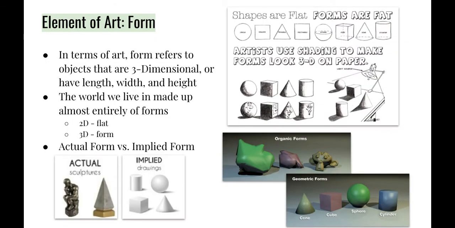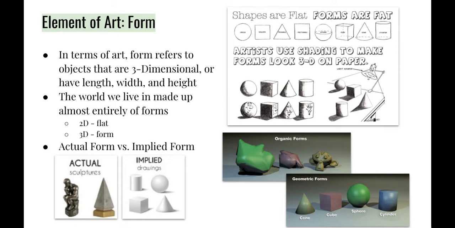The other element for this one that we're going to be focusing on is form. This page is a little bit different than the rest because we're actually combining two elements and one principle. So the element of art you're going to be also focusing on is form. I want you to remember the saying: shapes are flat and forms are fat. Essentially, in terms of art, form refers to the objects that are three-dimensional or have length, width, and height. We want to make sure that we remember that 2D is flat, 3D is form.